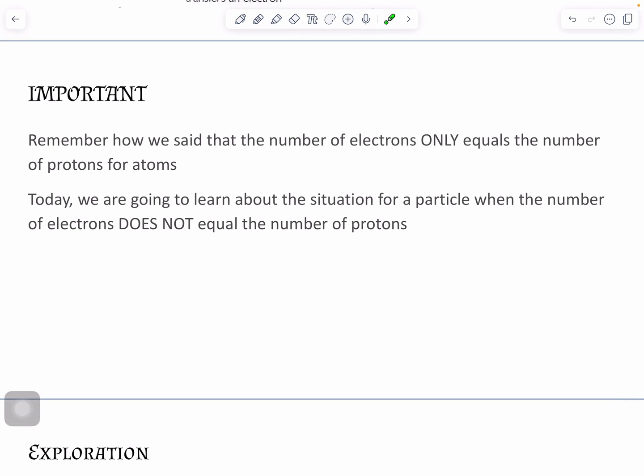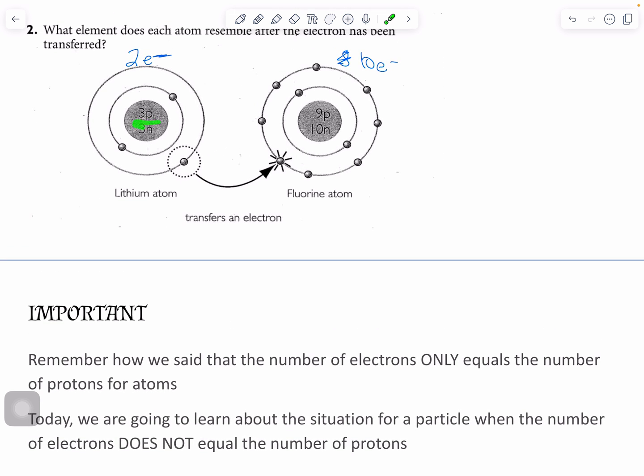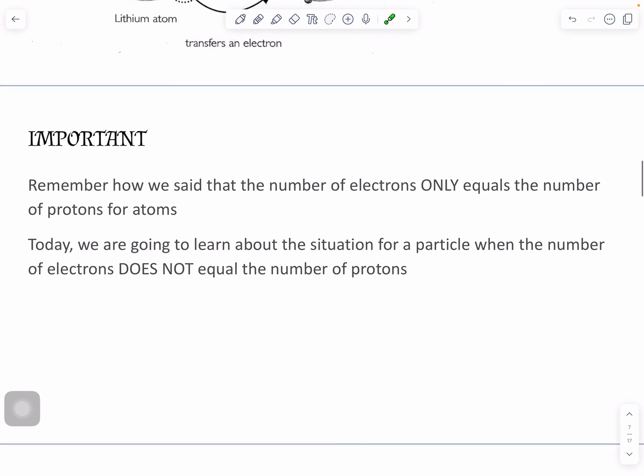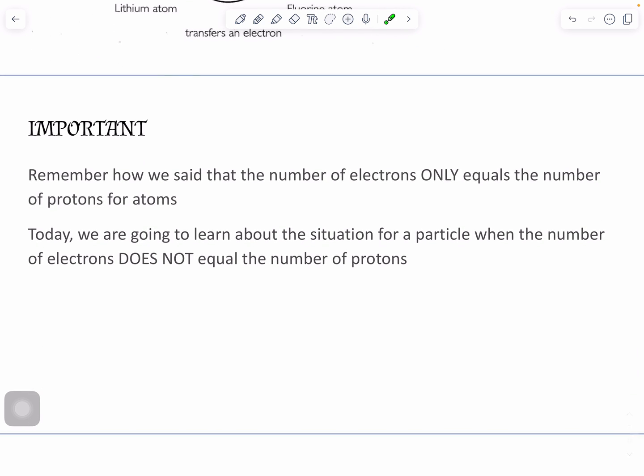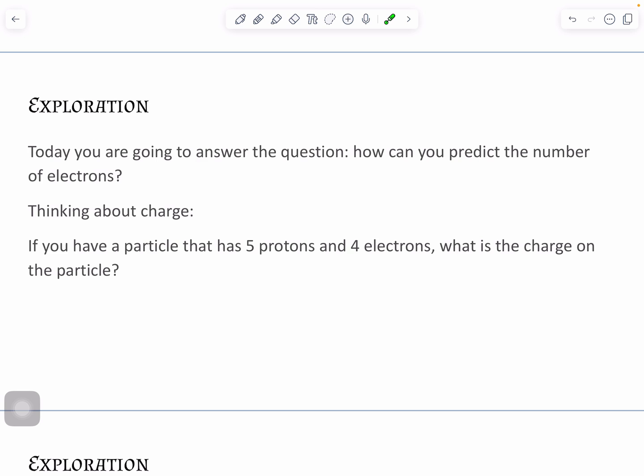We said that the number of electrons only equals the number of protons for atoms, and today we're going to learn about the situation for a particle when the number of electrons does not equal the number of protons, like we just saw. Lithium has 3 protons, but when it forms a compound, it's going to have 2 electrons. Fluorine has 9 protons, but when it forms a compound, 10 electrons. So that's what we're going to look at: when the number of protons and electrons is not equal, and how that happens.